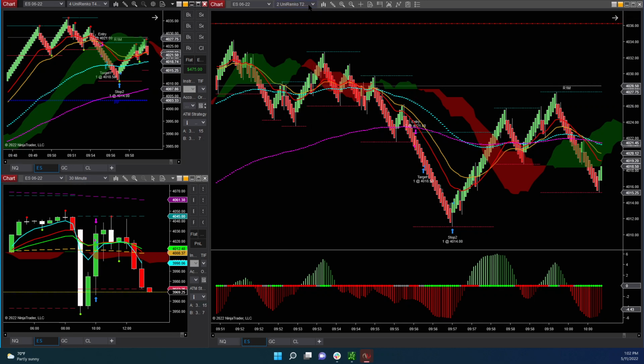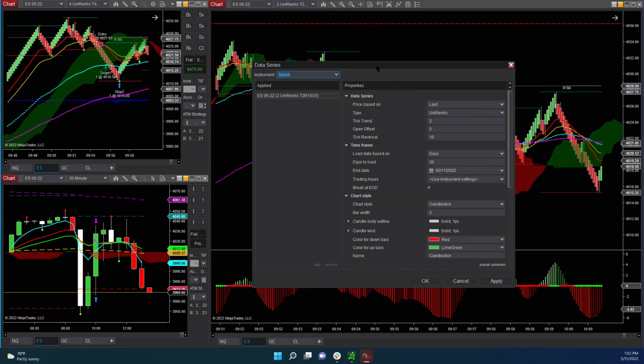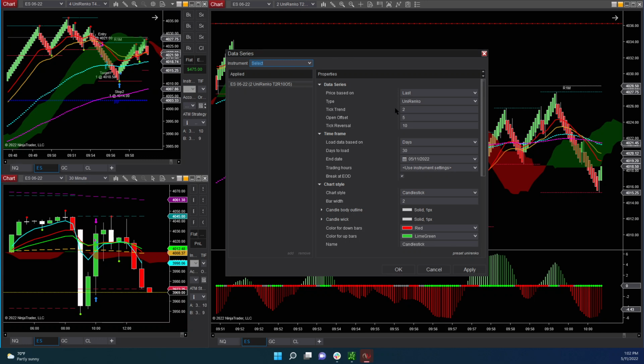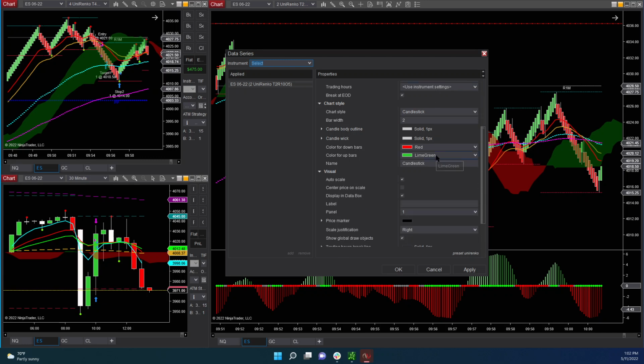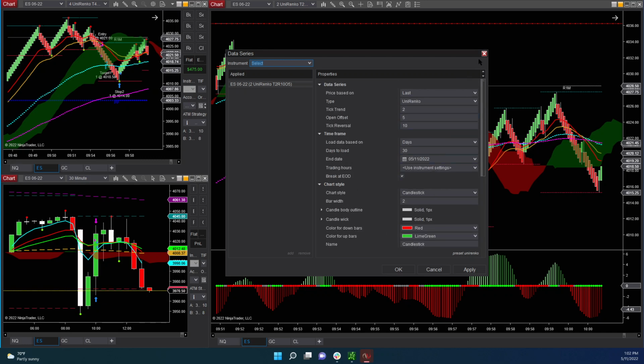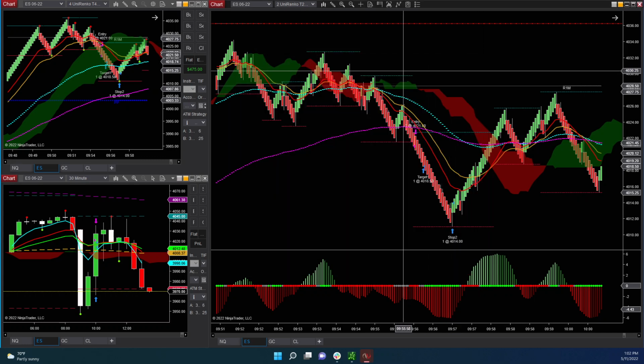So let's see what is the setup I have here. This one is actually a uni Renko, and the tick trend is 2, open offset is 5, and the tick reversal is 10. I do have 30 days loaded in this chart. So that's the setting for this triangle.